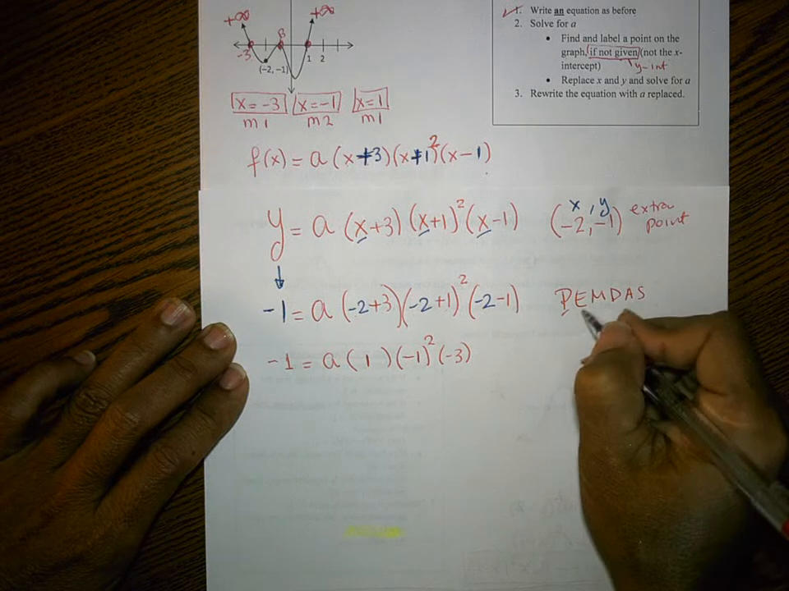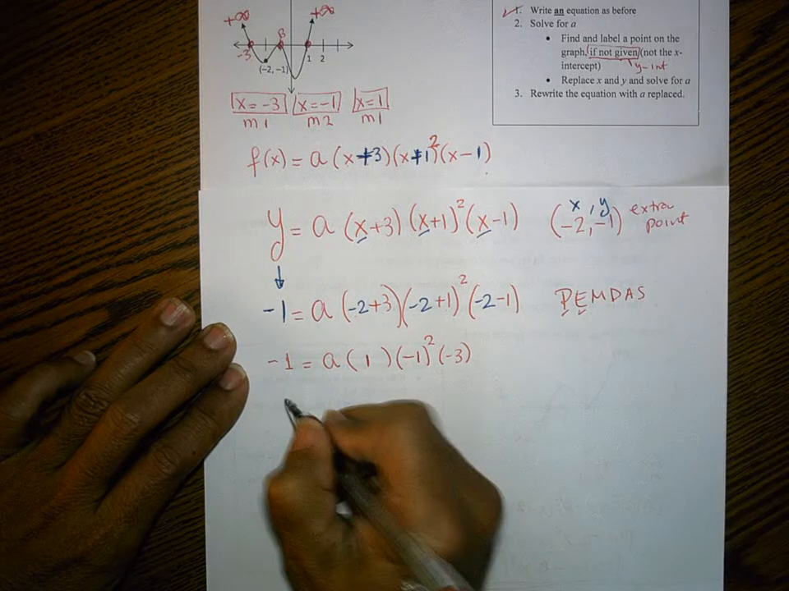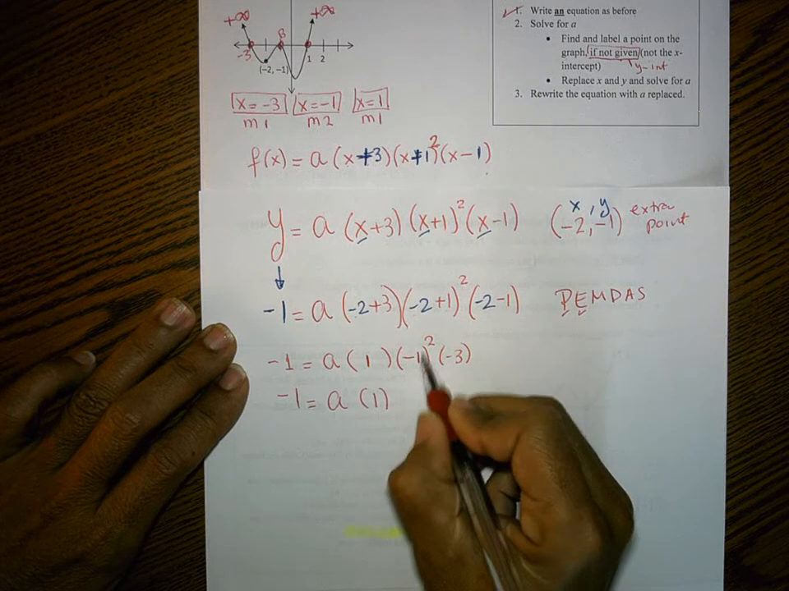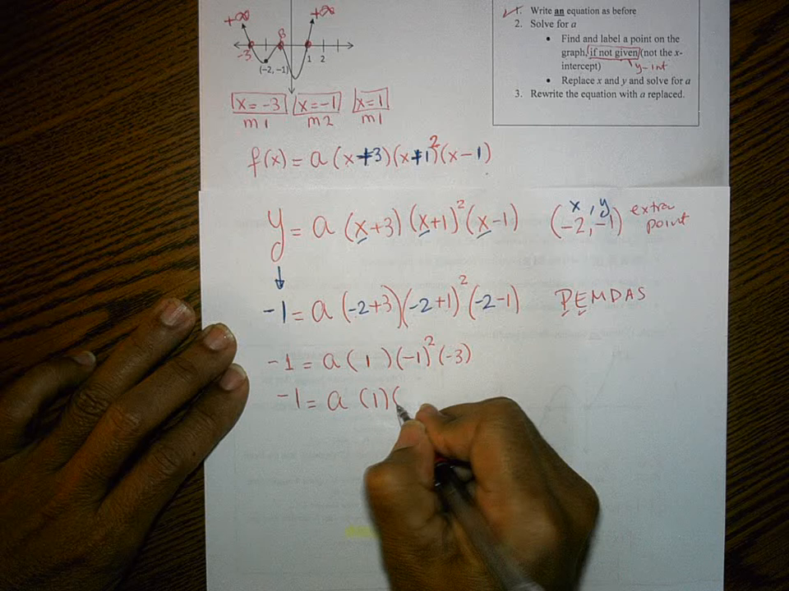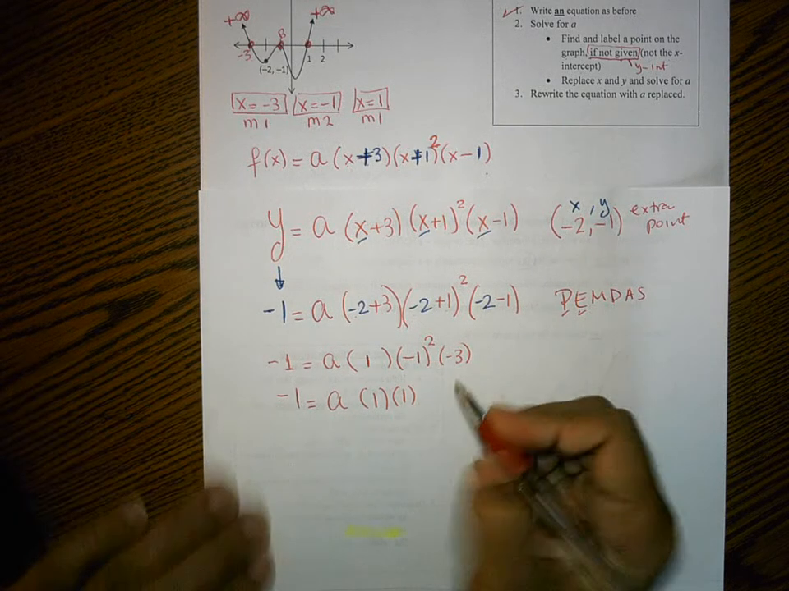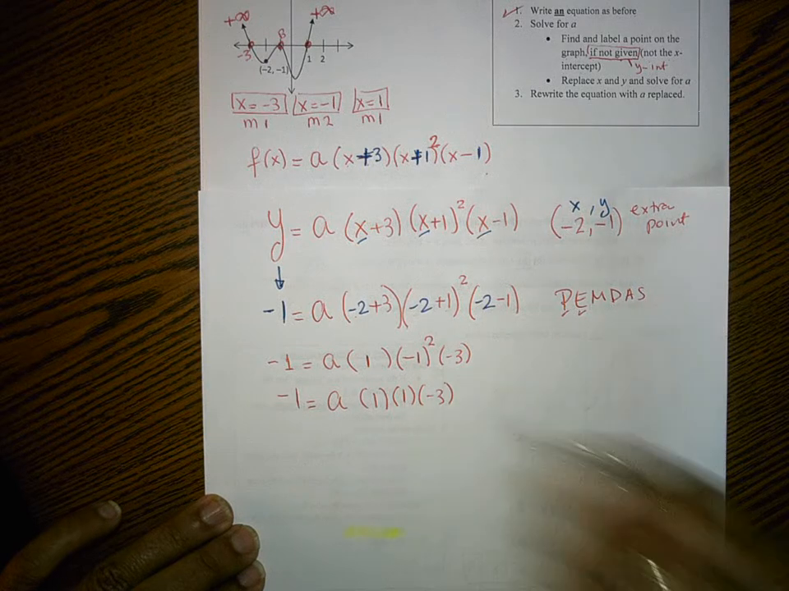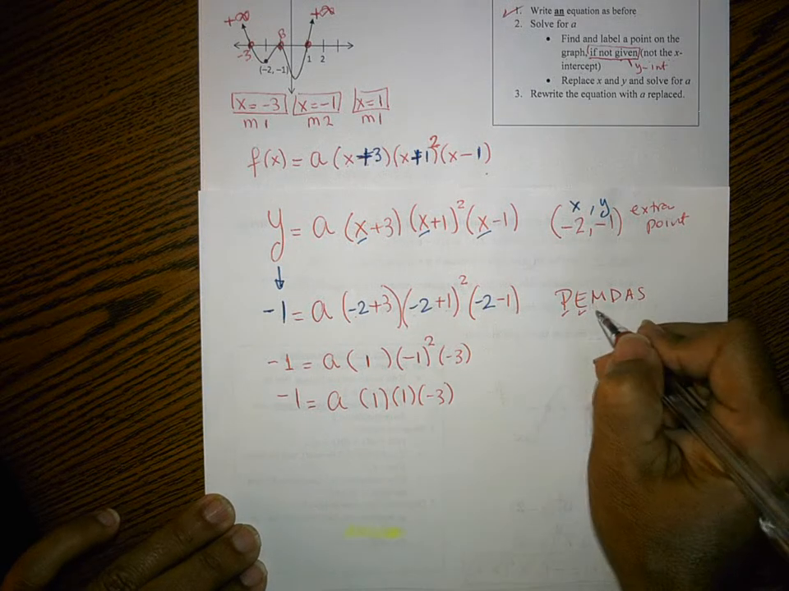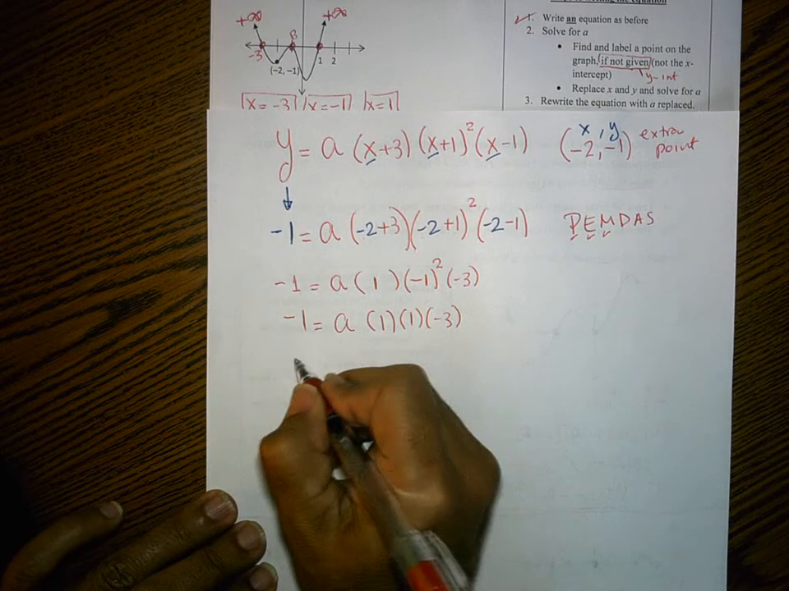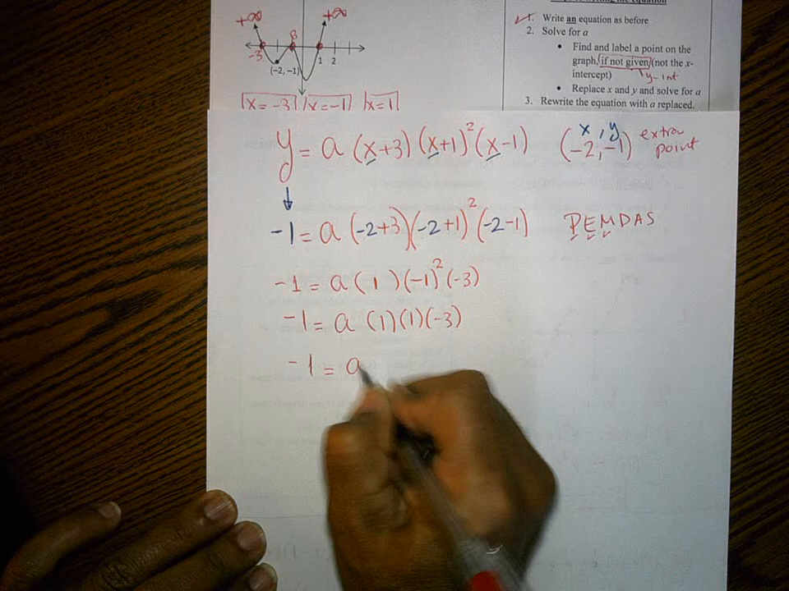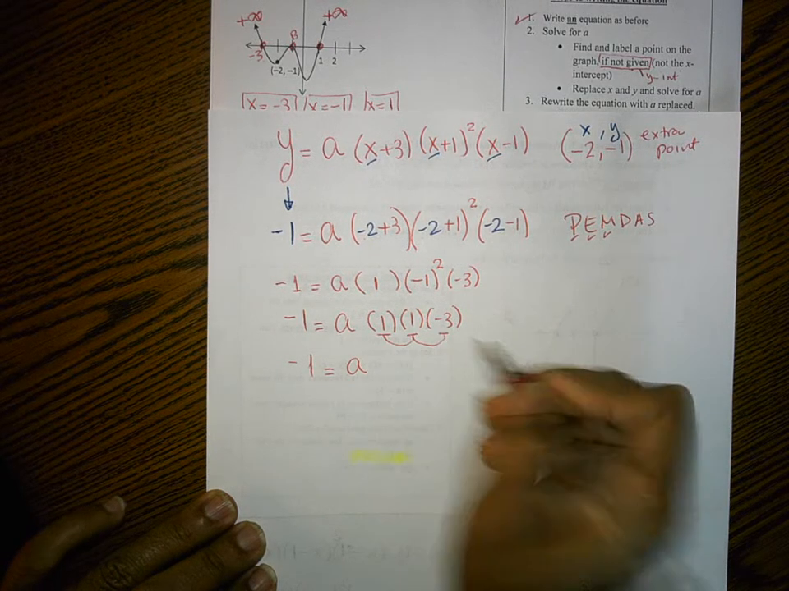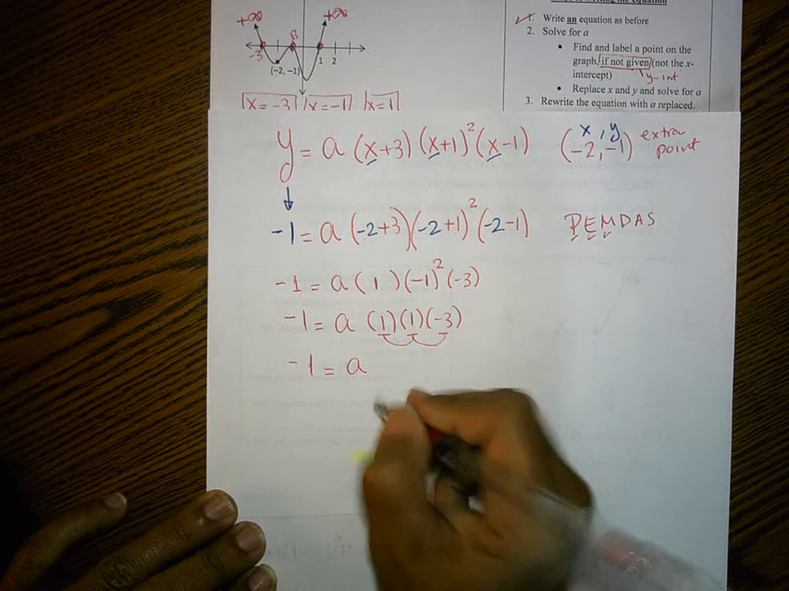Now let's take care of the exponent. -1 equals a times 1, because -1 squared is just +1, since it's -1 times itself, times the -3. Now we're going to do multiplication, we're going to multiply these values together. -1 equals a times 1 times 1 times -3. 1 times 1 is 1, times -3 is -3.